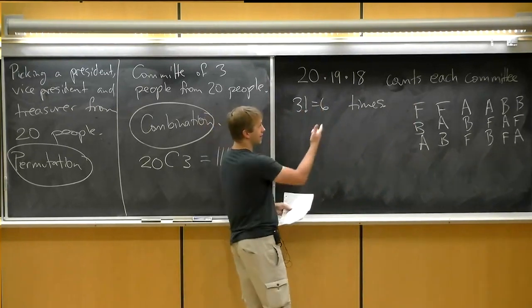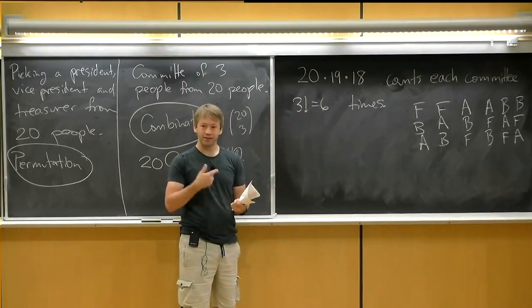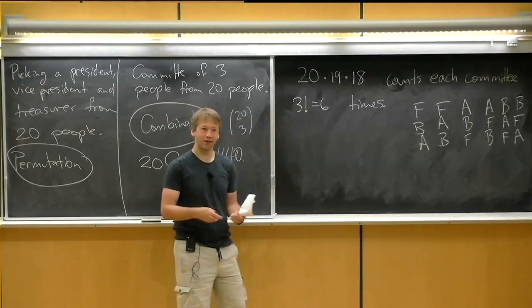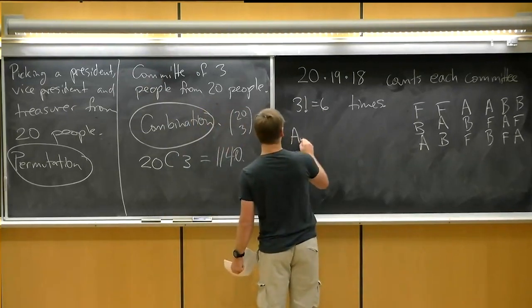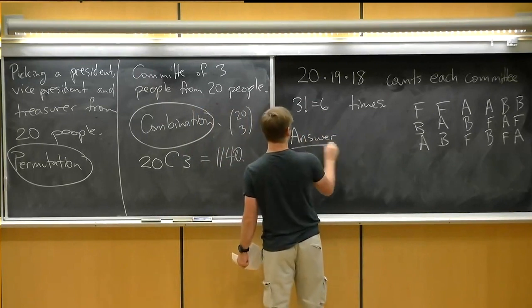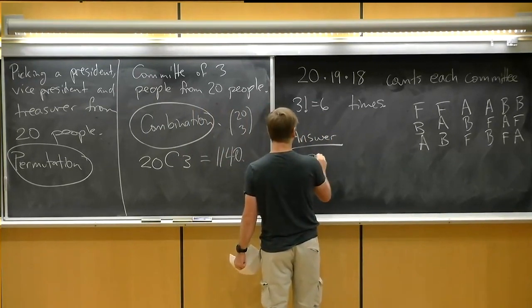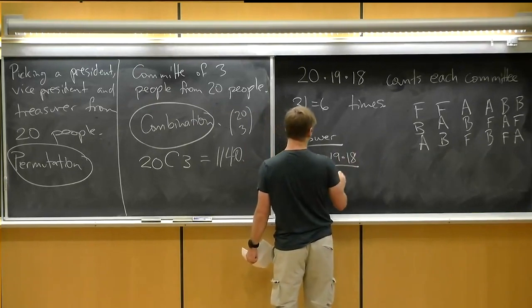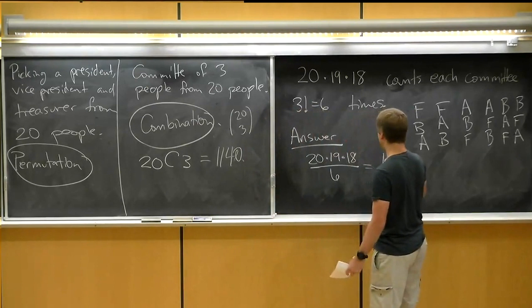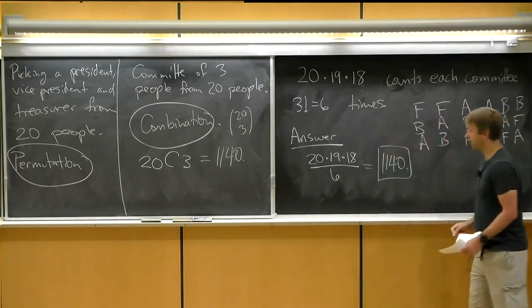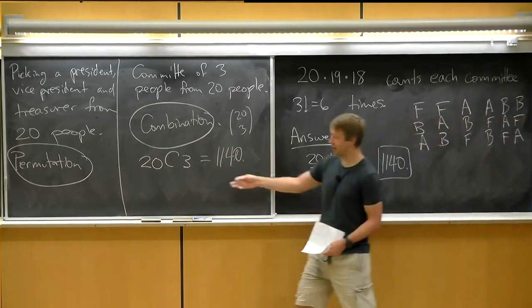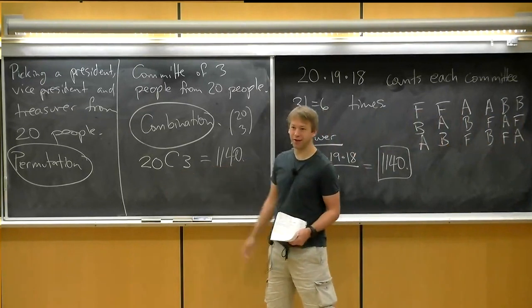So therefore, if I've overcounted the committees by a factor of 6, I should just divide by 6, and I'll get the right answer. So my answer should be 20 times 19 times 18 over 6, which hopefully works out to 1140. So that's how you could get the answer, even if you didn't know how to use this button on your calculator.